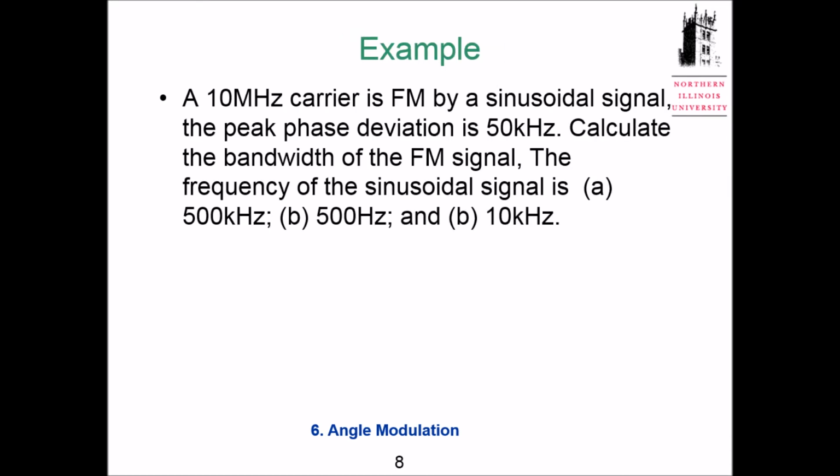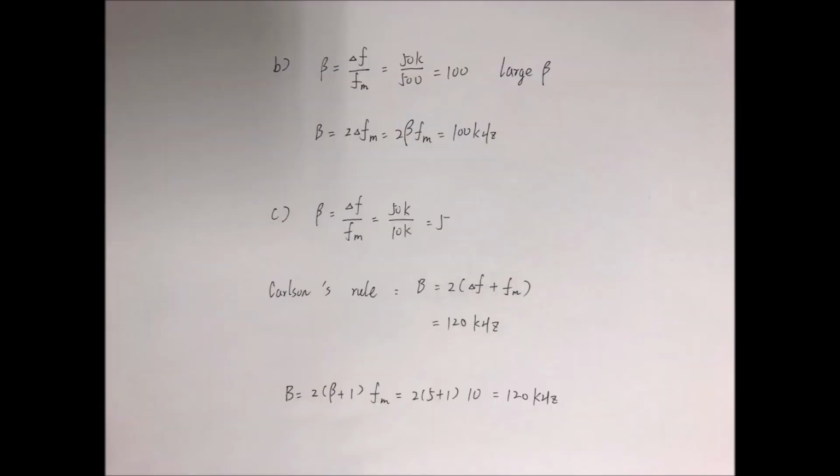So the last one, you can imagine, right? We are going to practice by using Carson's rule. So the last one should be C. Beta will be delta F over Fm, 50K over 10K, which is 5. Beta is 5. So when beta is 5, definitely it's not narrowband, and it is not so large, right, as this part. So we use Carson's rule.